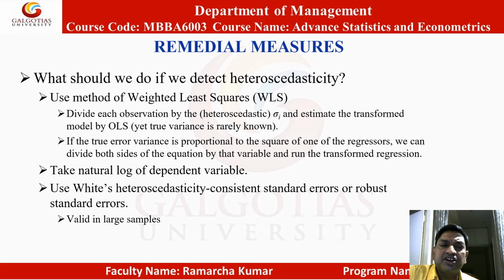So what are the remedial measures if you find heteroscedasticity? What should we do if we detect heteroscedasticity? Use the method of weighted least squares. Divide each observation by the heteroscedastic sigma i and estimate the transformed model by OLS. Yet the true variance is rarely known. If the true error variance is proportional to the square of one of the regressors, we can divide both sides of the equation by that variable and run the transformed regression.